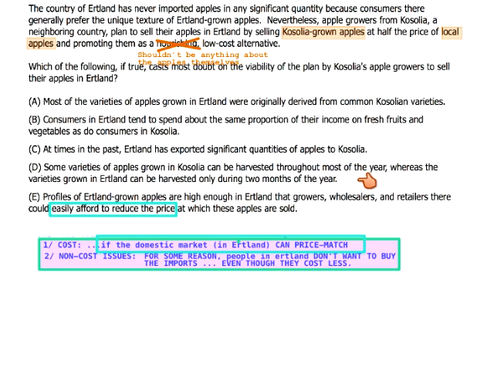The problem with D is that it doesn't cast doubt on the plan. It makes the plan look even better. Because D basically says that in Ertland they can only grow their own apples during some small window of time. And so that makes it look even better to export apples to them during the rest of the year, because they can't grow their own. So it's the wrong way. Wrong way answer. Don't go the wrong way. You should go the right way.